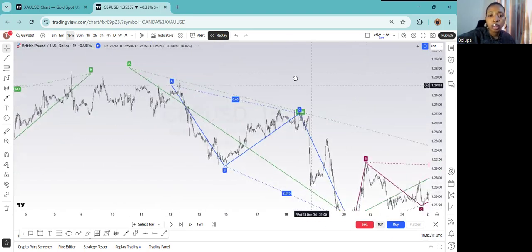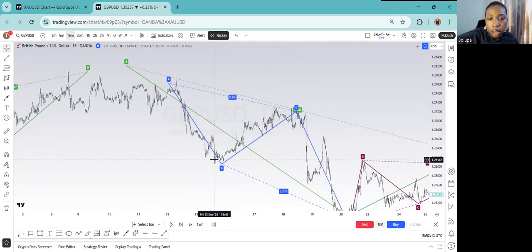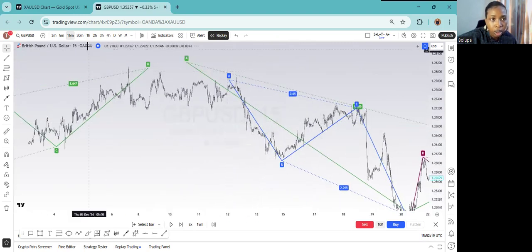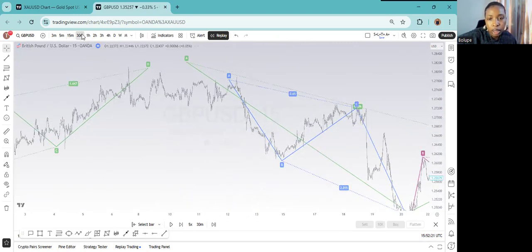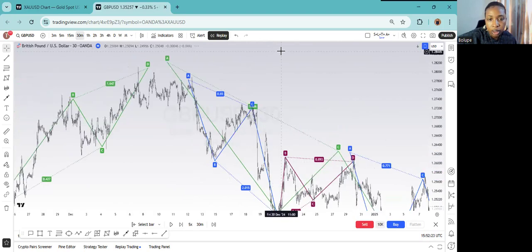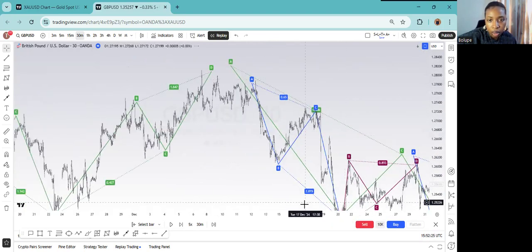Let's go on focusing on that 1 hour retracement. This is 15 minutes now. Same thing with 30 minutes. Okay, let's find 30-minute structures inside as well.